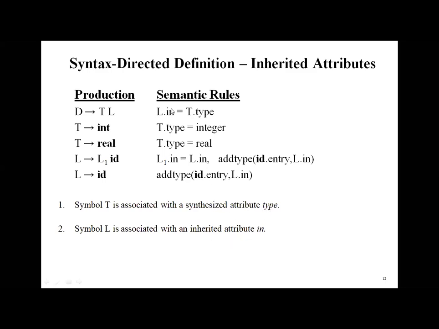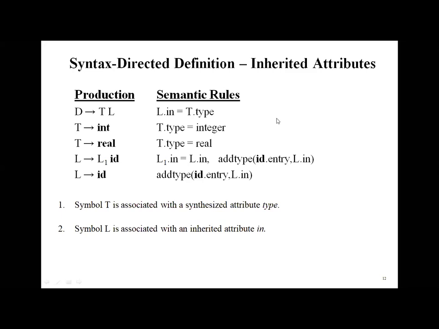So L dot in equals T dot type. Suppose T dot type is integer, then L dot in will be integer. If T dot type is a float, then L dot in will be float. So type means integer, character, float, then L dot in will be such type. Suppose T dot type is integer, then L will be integer. If T dot type is real, then L will be real. So type is one of the attributes and in is another of the attributes. And ID dot entry, that is the ID.